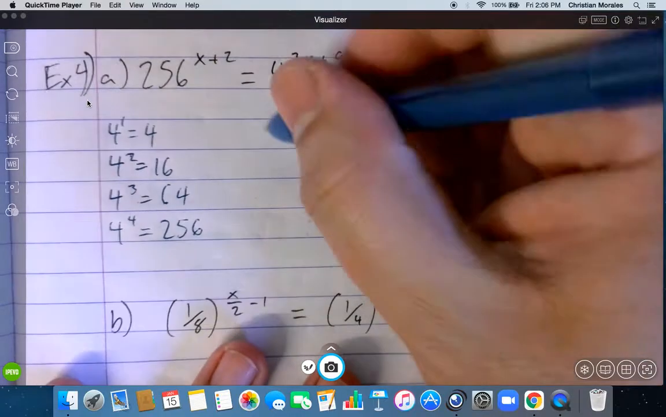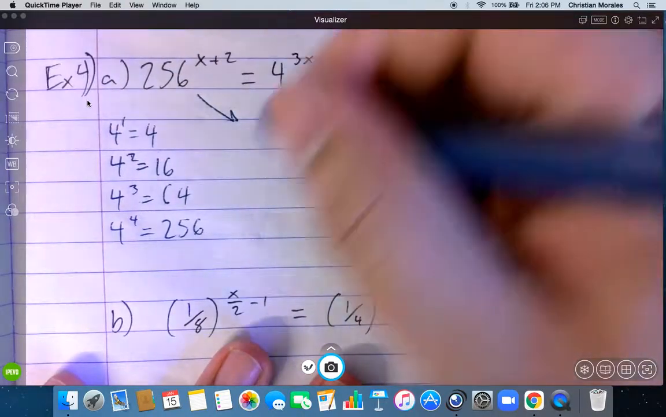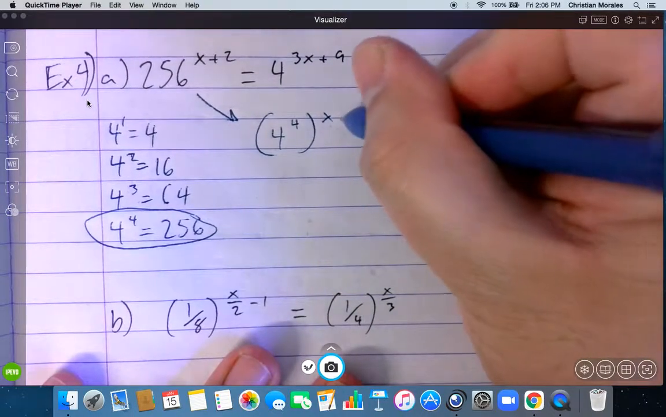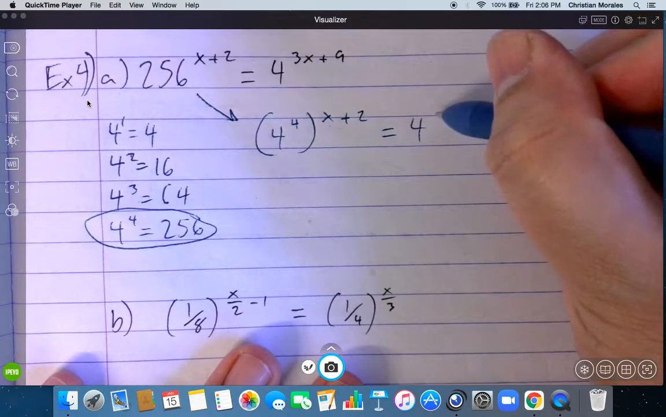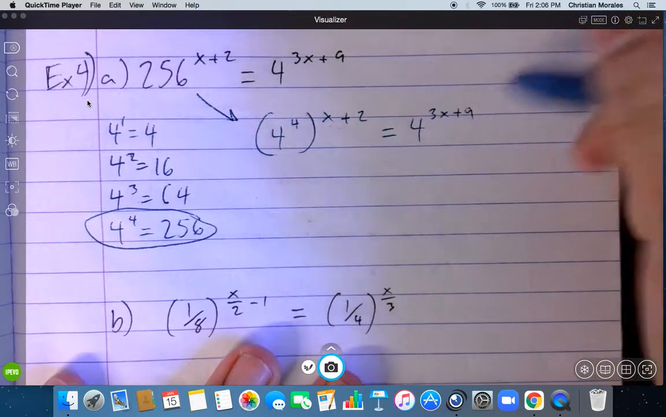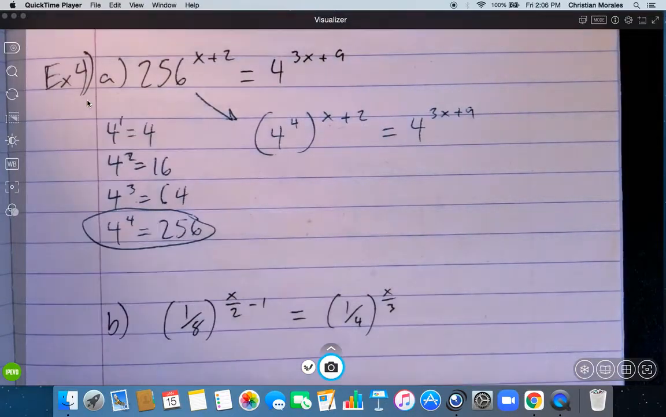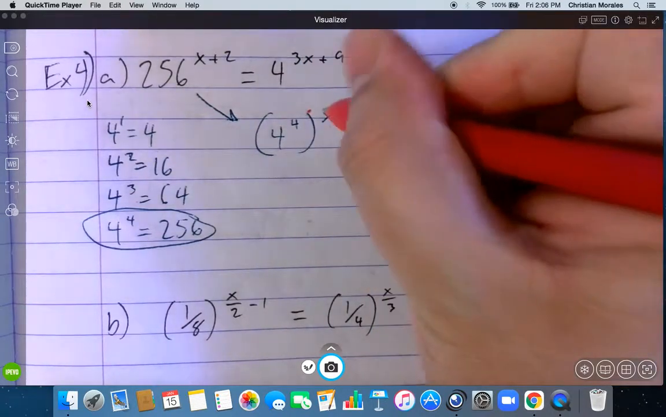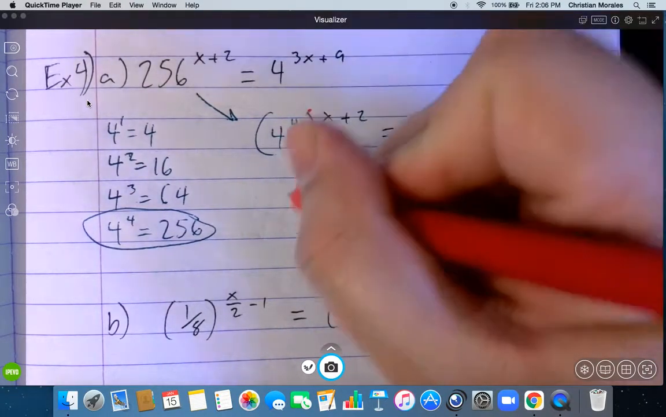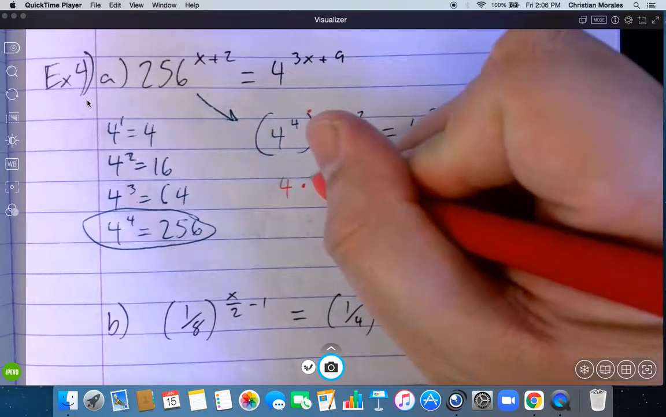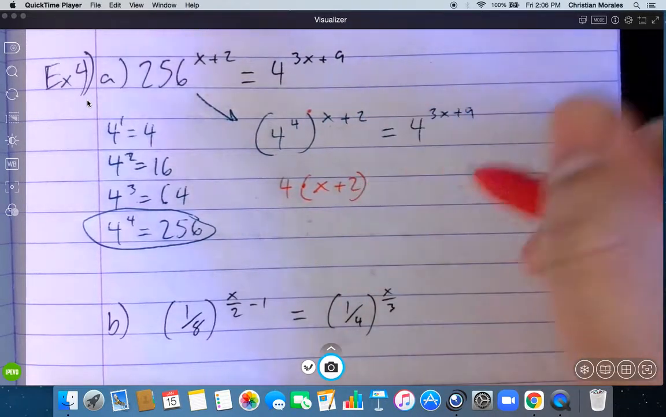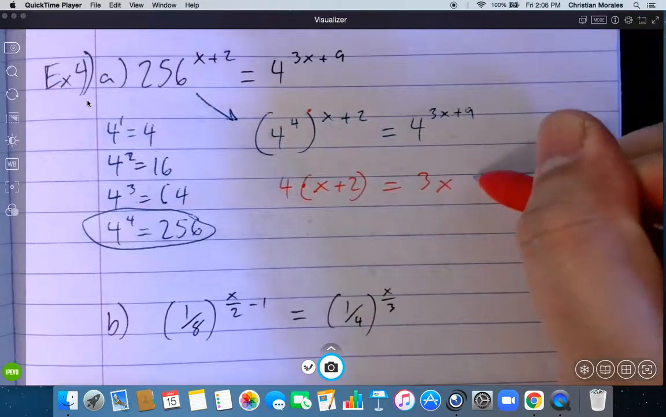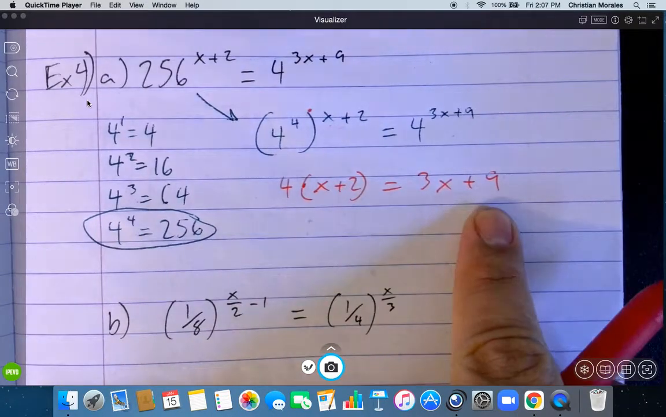So I'm going to change this. Instead of 256, 4 to the 4. Everything else stays the same. All right, but now I have an exponent and another exponent outside. Well, you got to multiply this. So what this means is the 4 is going to multiply x plus 2. Over here, there's nothing to multiply. So these are your exponents.